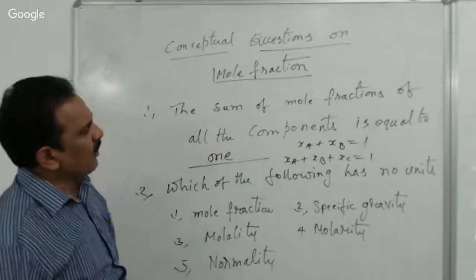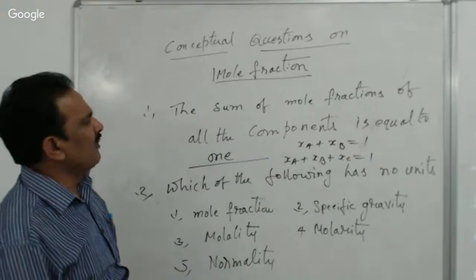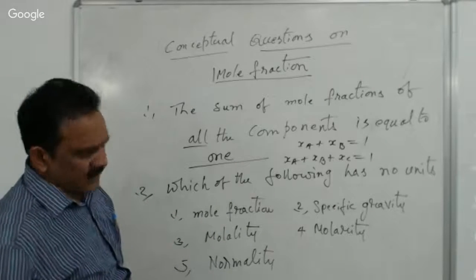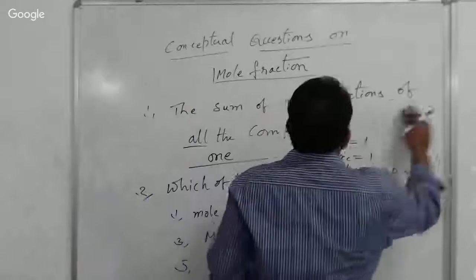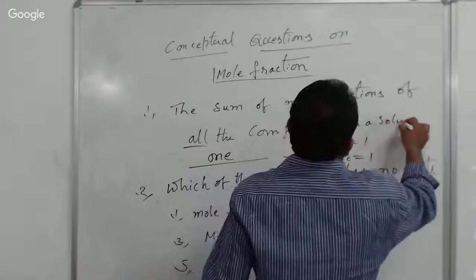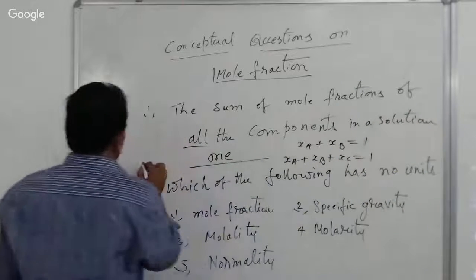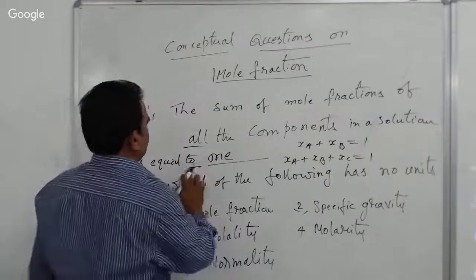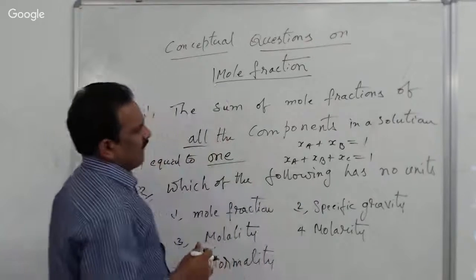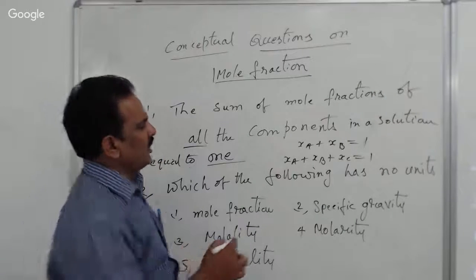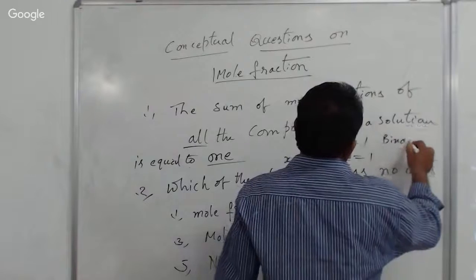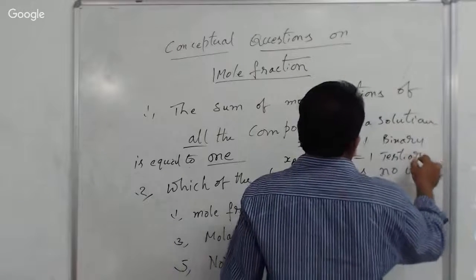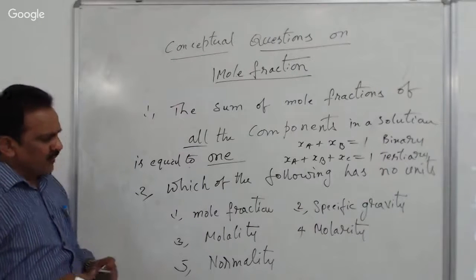So whatever the number of components, the sum of the mole fractions of all the components in a solution is equal to 1. We can understand this from a binary solution, XA plus XB equal to 1, and for a tertiary solution. A binary solution means 2 components, and a tertiary solution contains 3 components, and quaternary, 4 components, like that.